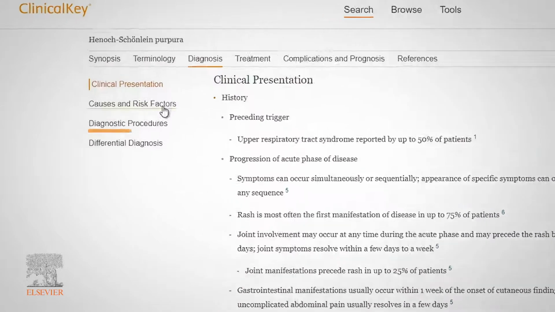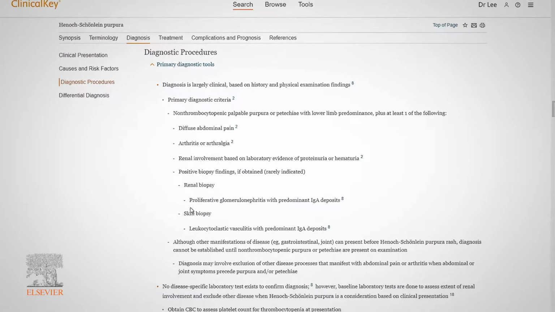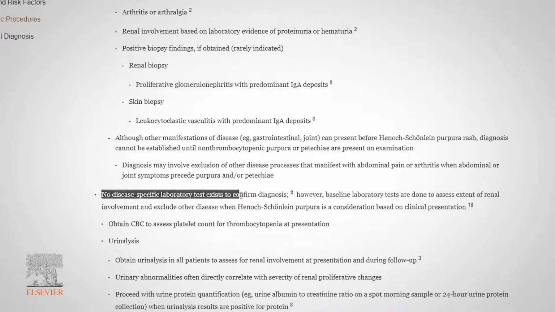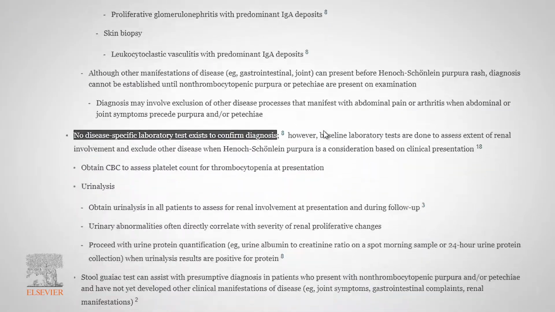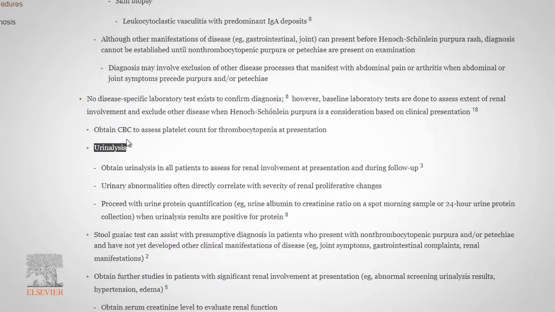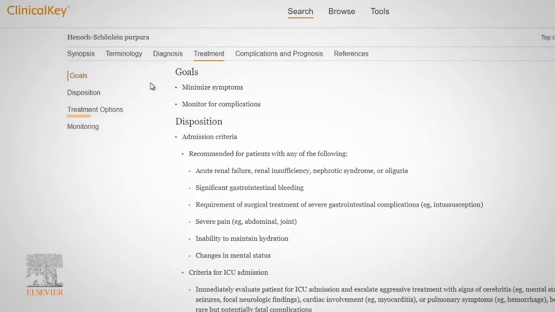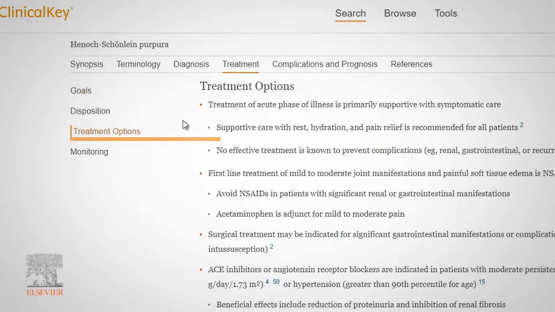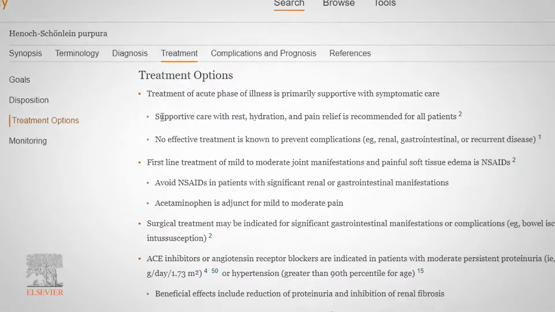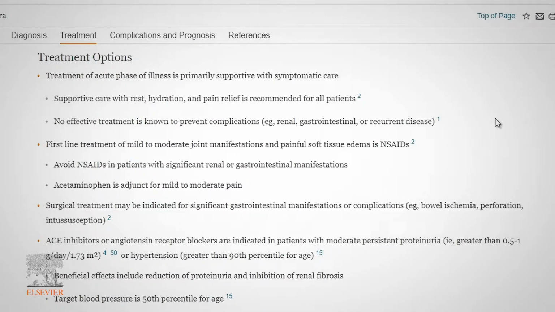In Diagnostic Procedures, under Diagnosis, she reads that although no disease-specific laboratory test exists to confirm the diagnosis, baseline laboratory tests, including a complete blood count and urinalysis, should be done to assess the extent of renal involvement and rule out other diseases. Finally, she clicks on Treatment and reads about the treatment options, which consist of supportive care, rest, hydration, and pain relief at this stage of the disease.